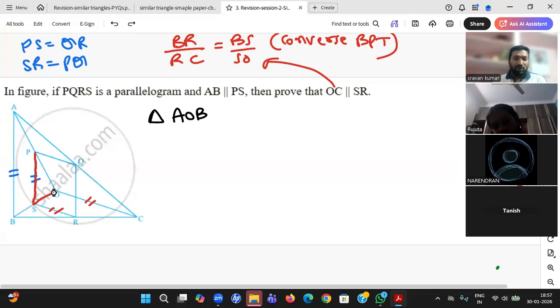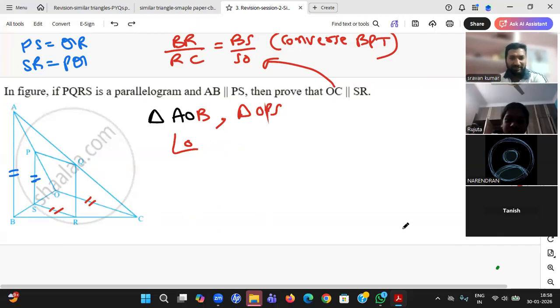You see this small triangle and this big triangle, what are they? They are similar. Why? This is a common angle, and this angle and this angle are corresponding angles. So you need to write that. I'll take the big triangle AOB and the small triangle OPS. What are the angles? Angle O equals angle O.